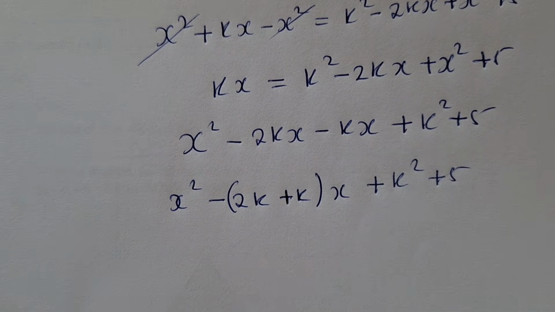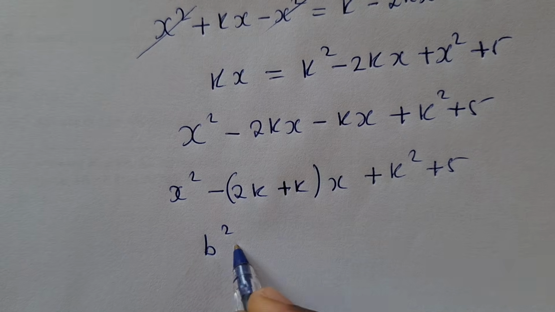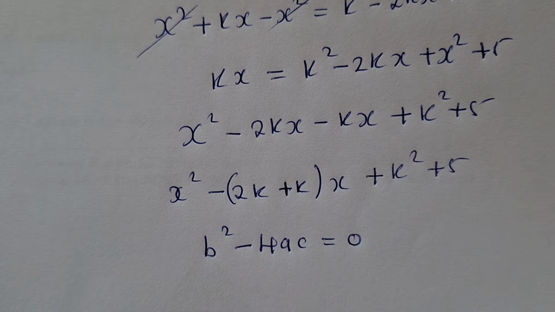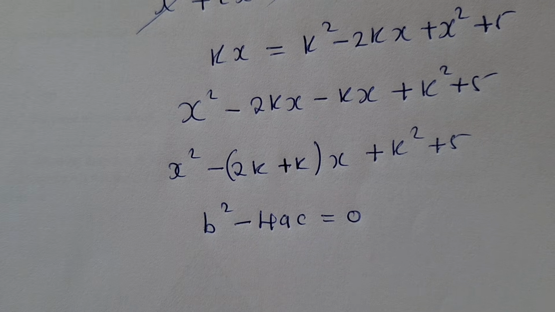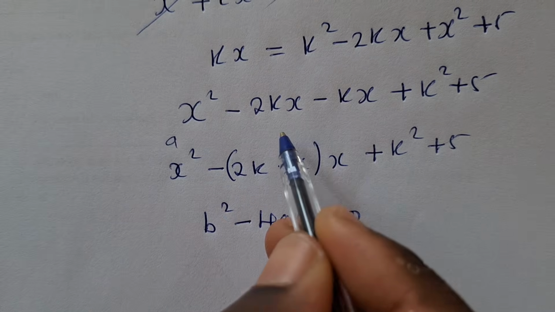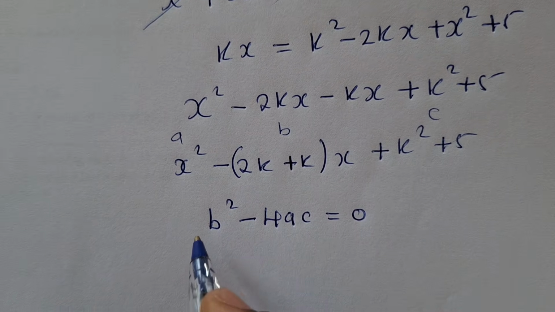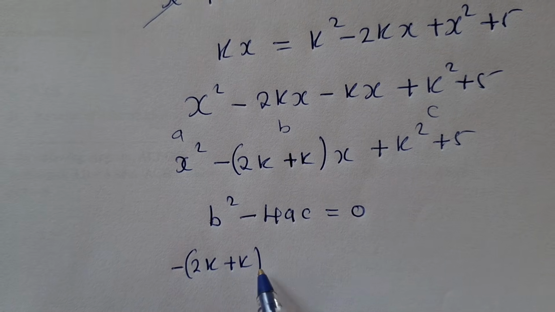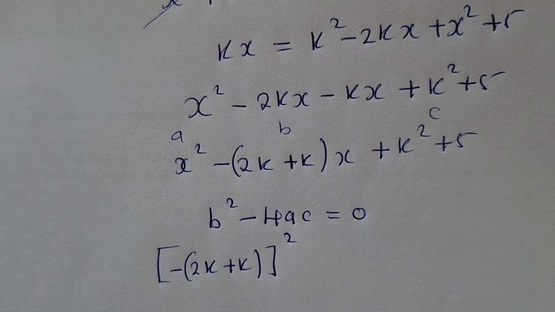So now here, we can use the discriminant. So b squared minus 4ac is equal to 0. When you are looking at the quadratic formula, what is inside the square root is what we're going to write. We say equal to 0. So this will be our a, our b, and our c. So what is our b? It's negative 2k plus k, and then here there is squared.